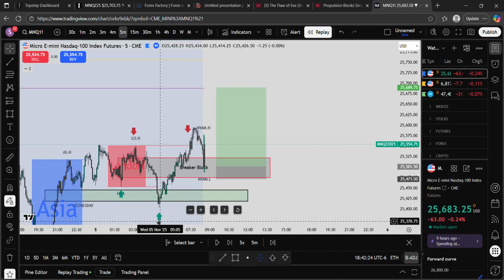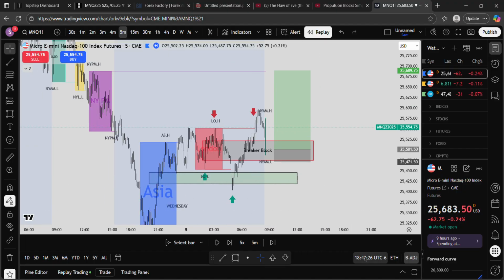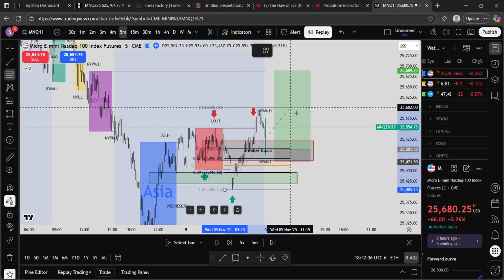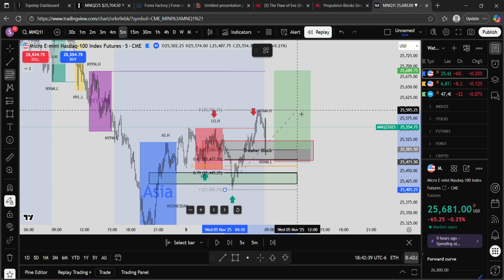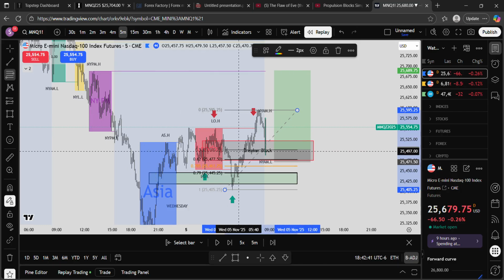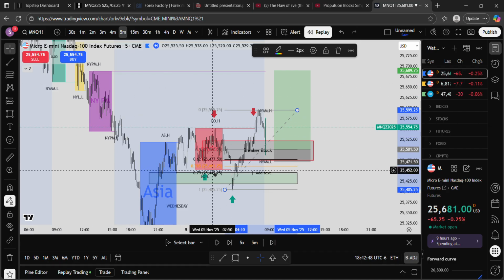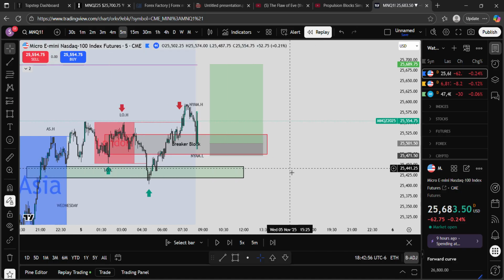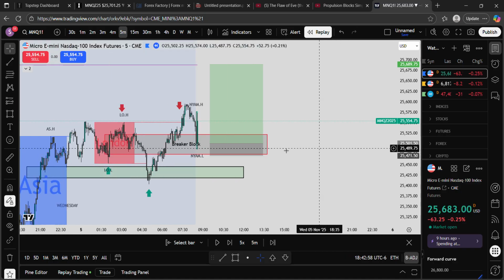So, and if you do use other tools like the fib and standard deviation, you would put the fib at the bottom of this manipulation leg, put it at the top right here, and you would see price went right into the equilibrium. Now a lot of people use OTE, which is between 0.79 and 0.62. A lot of people use OTE to find an optimal trade entry. That's what that stands for.